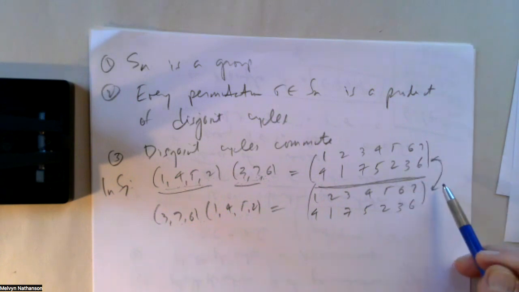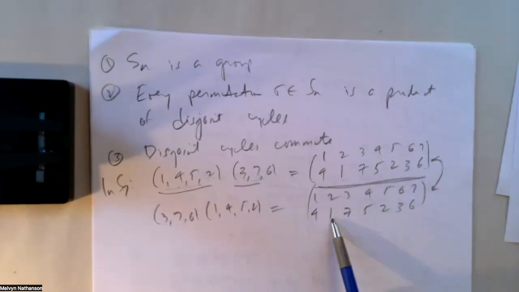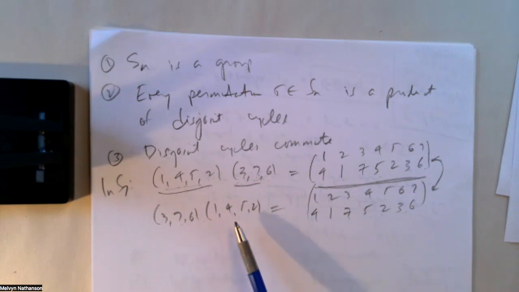And if you compare these two, you see 4, 1, 7, 5, 2, 3, 6, 4, 1, 7, 5, 2, 3, 6. They're exactly the same. So the order in which I wrote these cycles doesn't matter because the cycles are disjoint. If they weren't disjoint, it would be different, but the products of disjoint cycles commute.